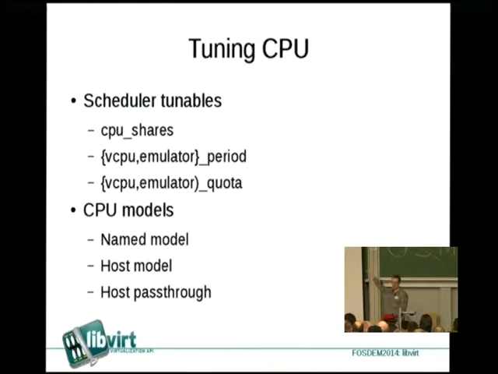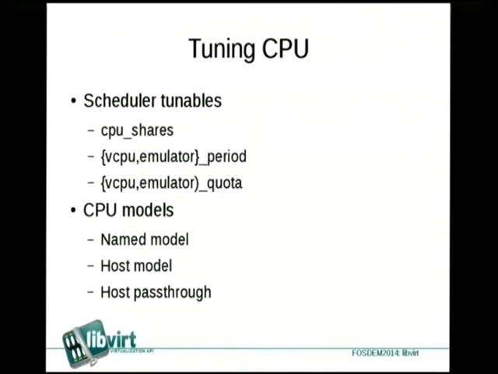And once you've set up your cgroups, there's a whole bunch of performance tunables that become available to you. You can set up relative CPU weighting, which is the CPU shares tunable. Or you can set up absolute time slices, and those are done by setting a quota and a period. Those are both in microseconds, if I remember rightly.